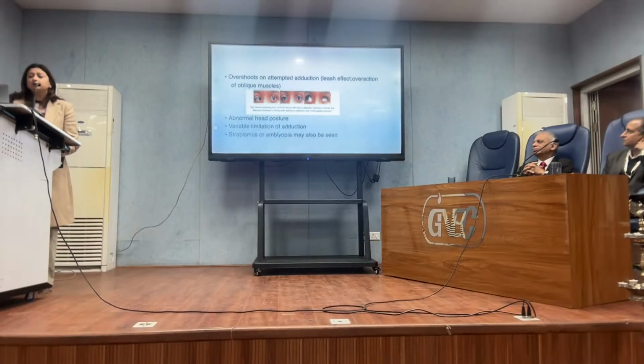Overshoots on attempted adduction, like in this patient, in the left eye, you see there's a typical upshoot on adduction. Patients can also present with abnormal head posture. There is a variable limitation of adduction, and strabismus is commonly seen, and chances of amblyopia are also high.